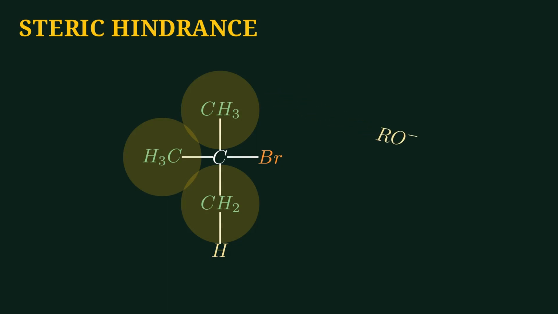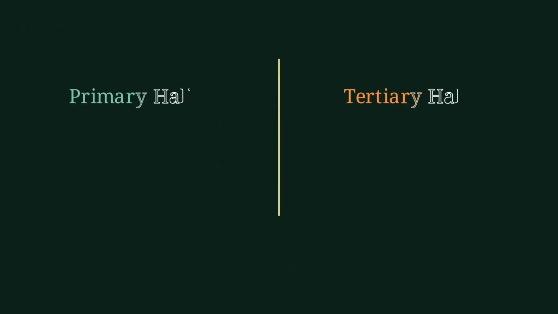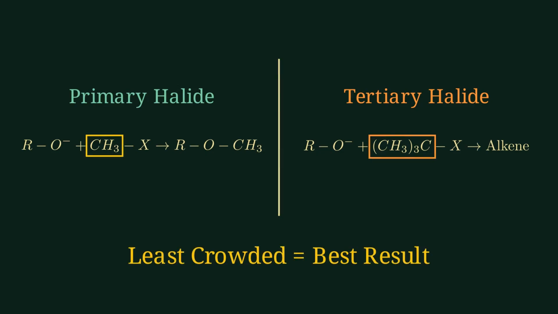Instead of an ether, the alkoxide acts as a base and rips a hydrogen off the periphery, giving us an alkene instead. This is why, in a Williamson synthesis, we always want our target carbon to be as uncrowded as possible, ideally a primary halide.